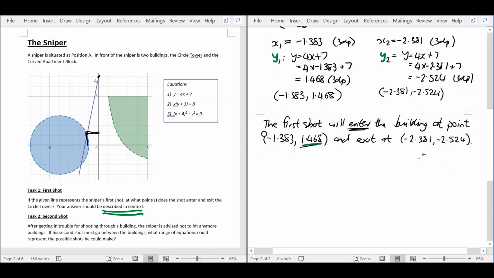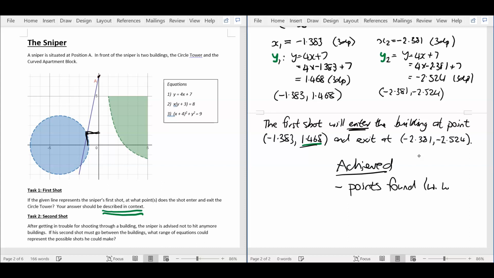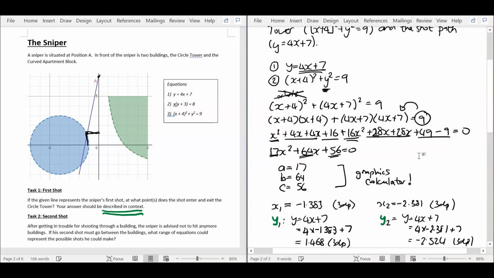So that there is the achieved criteria. What I've done is I've found the 2 points and I've stated them in context. So that gets me achieved. I'll just summarize that. Achieved: points found, and with working, that's really important. And then stated or described in context. There we go. So that there is the achieved criteria.